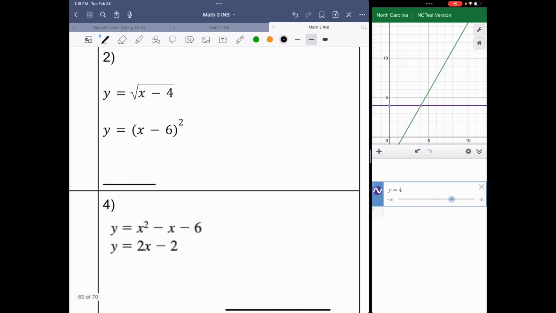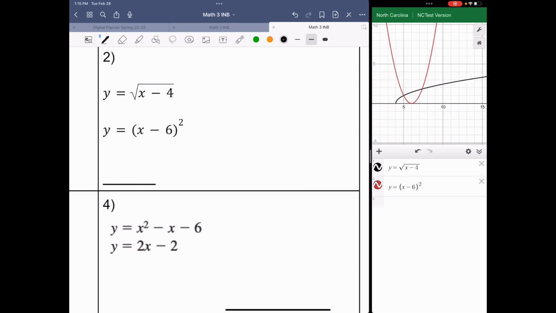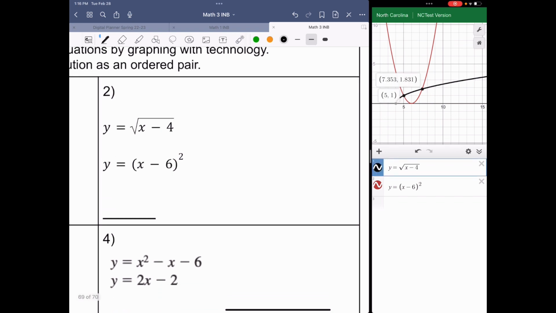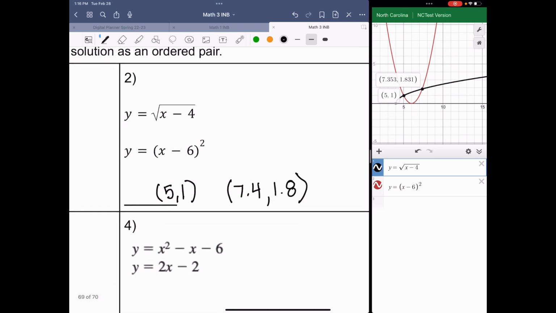All right, so for this one, I have y equals the square root of x minus 4, and then I have y equals (x minus 6) squared. So this one has two solutions, okay? I do not care where they intersect the axes, I care where they intersect each other. So this one has two solutions, so we're going to say 5, 1, and then we're going to say approximately 7.4 and 1.8. So this one has 2 solutions.